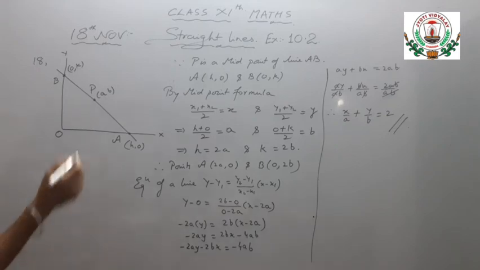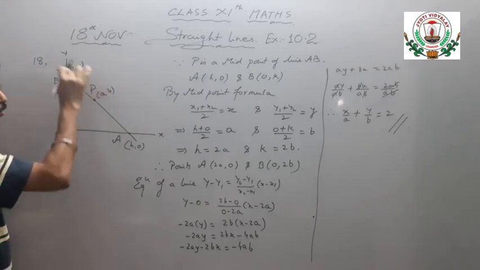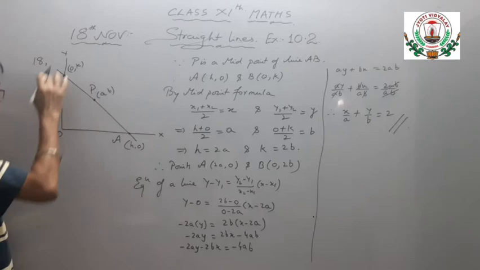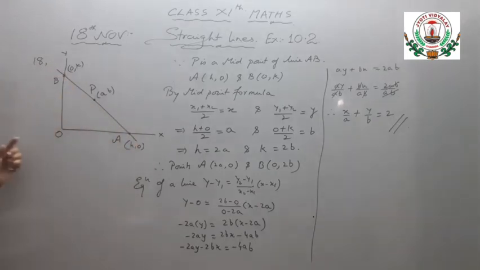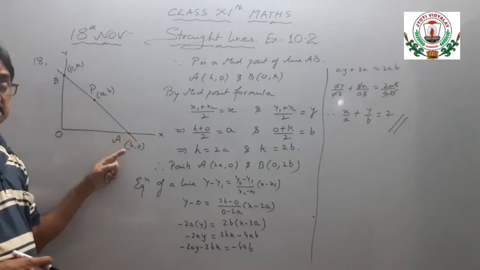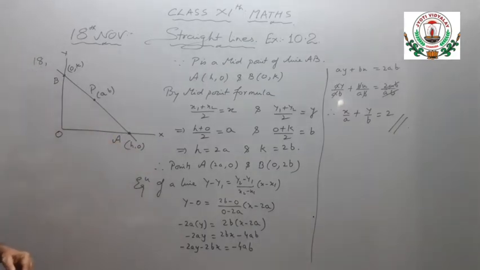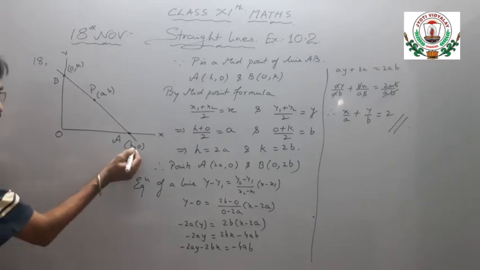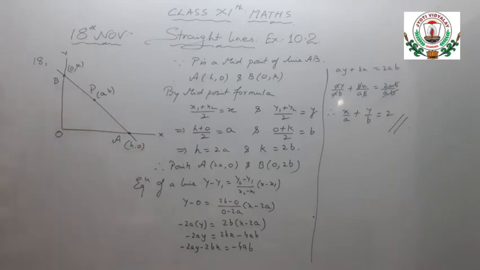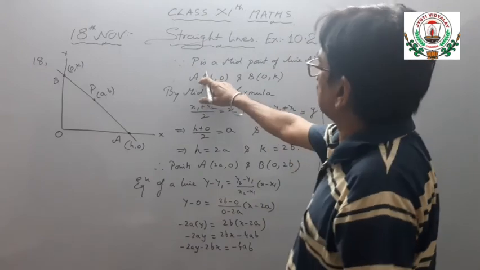In this question it is given that the point P, whose coordinates are a and b, is the midpoint of the line AB, which is between the x-axis and y-axis. Let the point on the x-axis, that is A, have coordinates (h, 0), because the point which lies on the x-axis has y value 0. And the point which lies on the y-axis, that is B, has its abscissa, that is x coordinate, equal to 0. So (0, k).